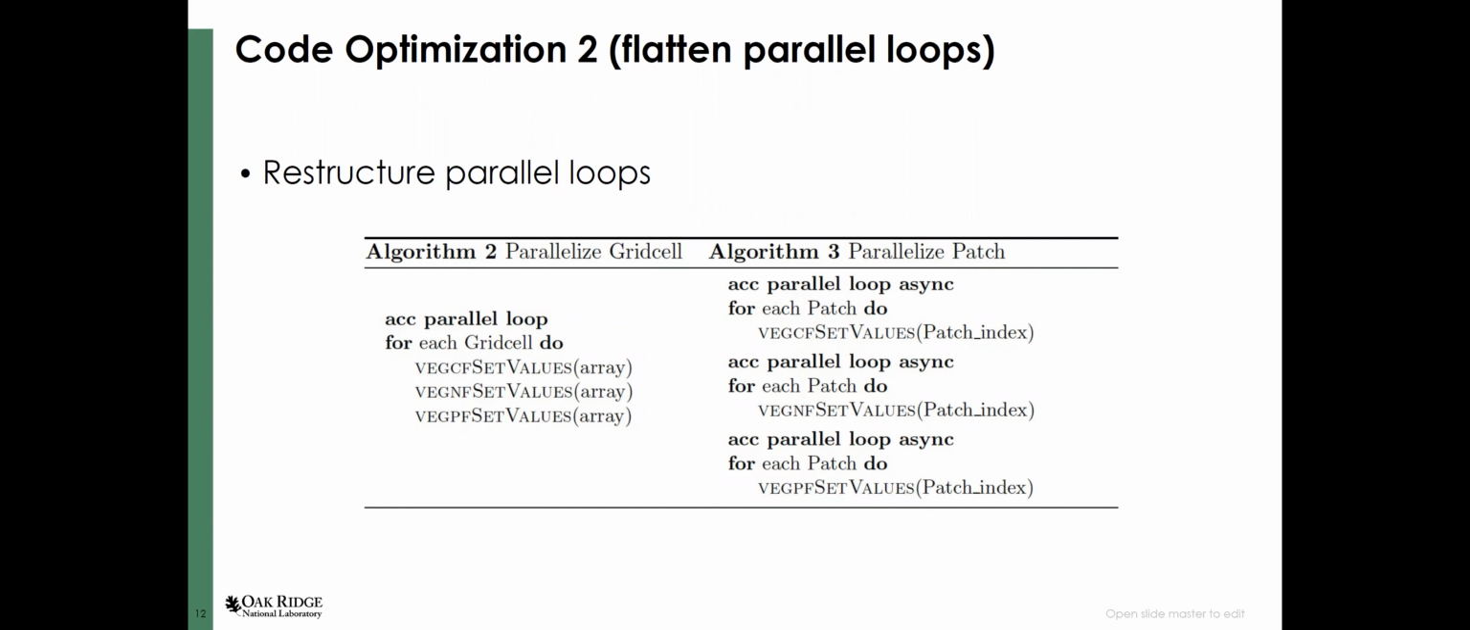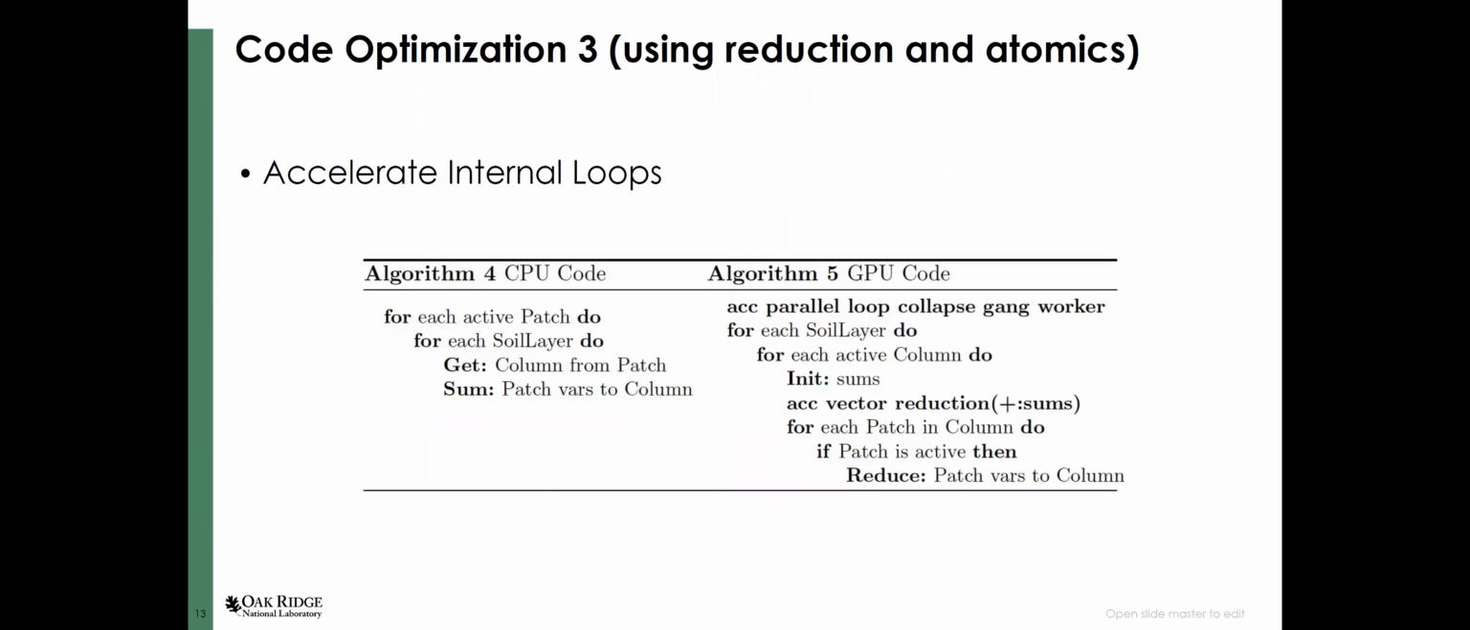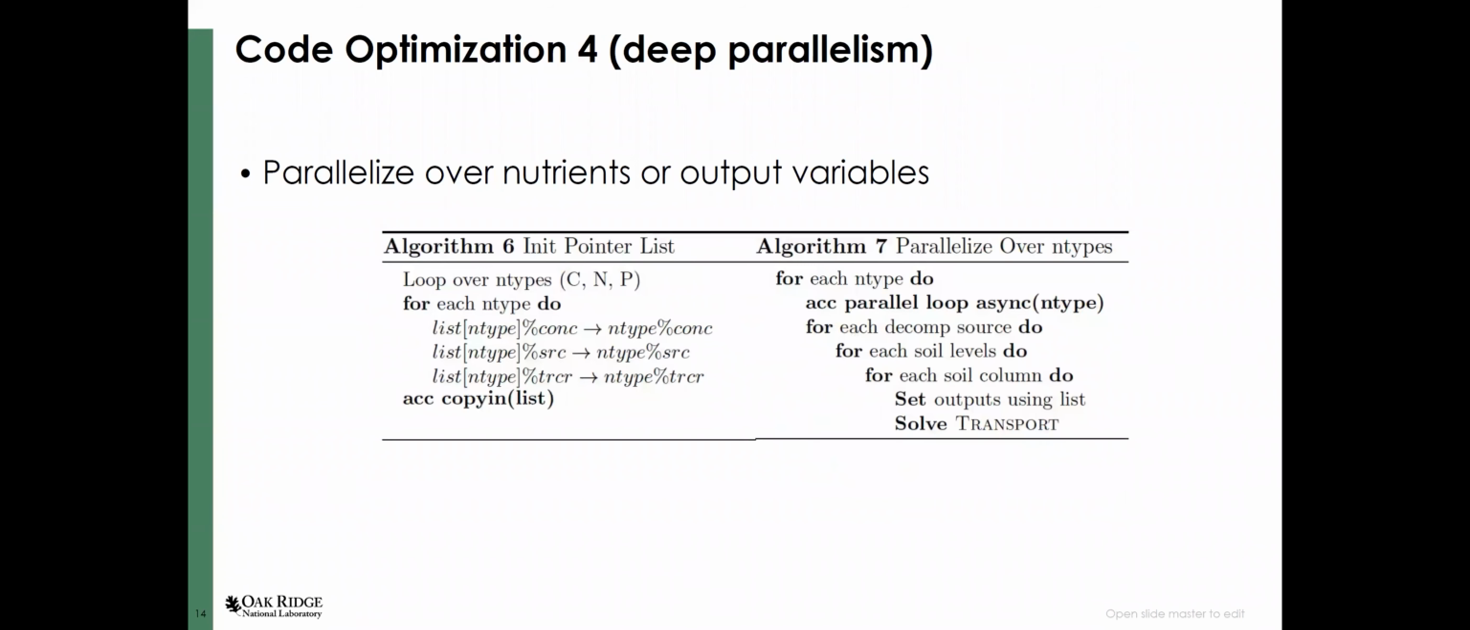Another thing is that for the inner loops, we're using reduction and atomic operations. And the third one is more specific to our case: we have to do the nitrogen cycle, phosphorus cycle, and the carbon cycle. So those three components can also be parallelized using OpenACC.